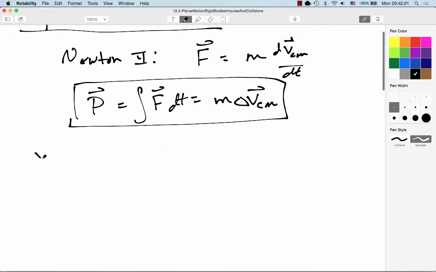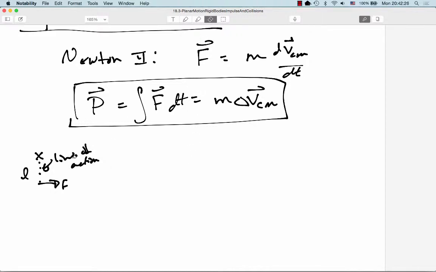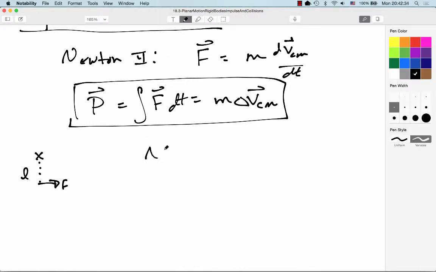And just so we can keep things straight, let's say there's my axis there. My force is being applied like so. This would correspond to the line of action. Alright. Or sorry, actually that's the lever arm. The lever arm is perpendicular to the line of action. My bad. Alright, anyway, the torque is equal to I omega dot, right?